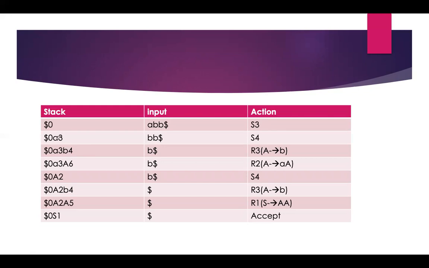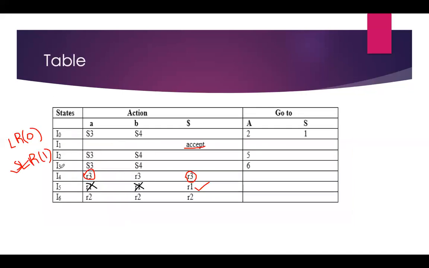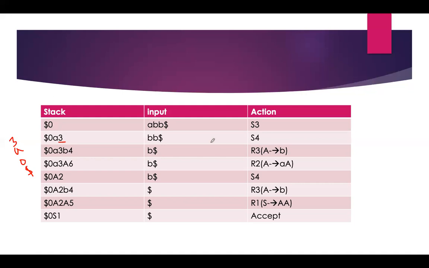Here for 3, the input is B. The stack always works like this. So this is the dollar, under this it is 0, then A, and 3. Now the input digit is B, so 3B. We go to the table for the action for state 3 and B. The action is S4, so we need to write S4. That means here also we need to shift.